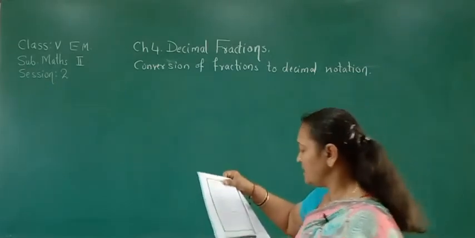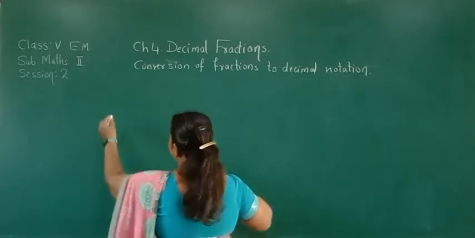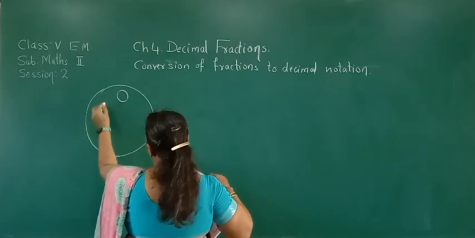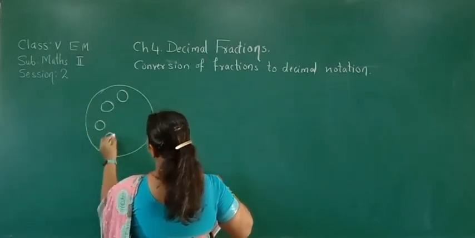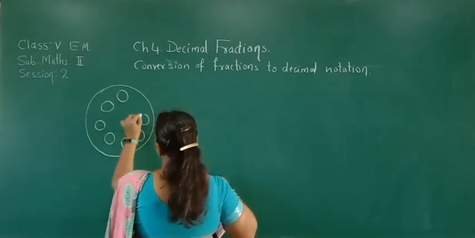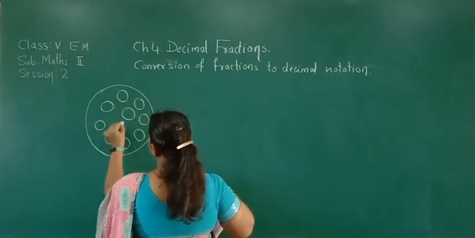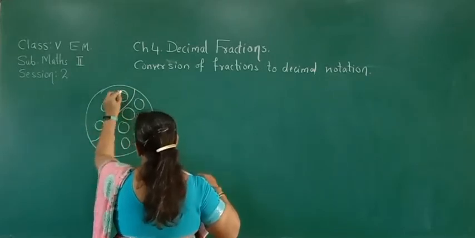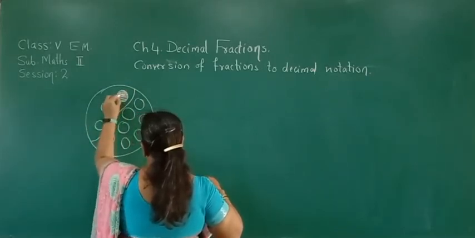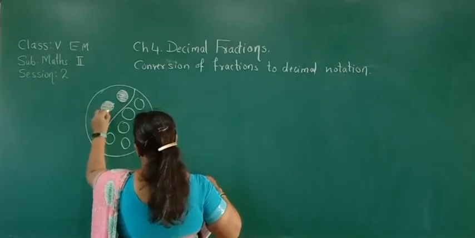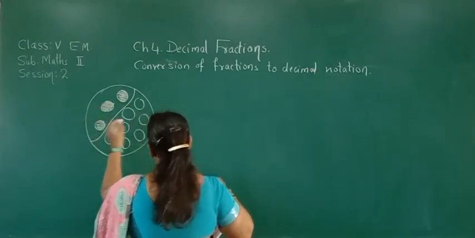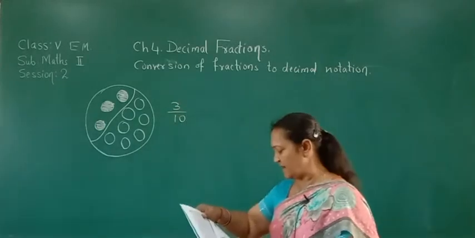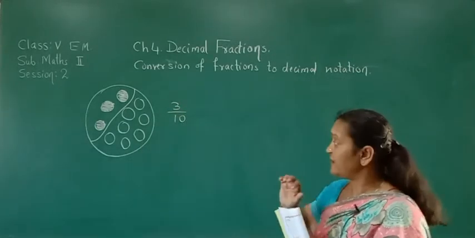Now suppose one figure is given. In a circle we have 10 balls: 1, 2, 3, 4, 5, 6, 7, 8, 9 and 10. Out of 10 balls, 3 balls are shaded. Then how do we write this as a fraction? This is 3 by 10. Then this 3 by 10, how do we write in decimal?